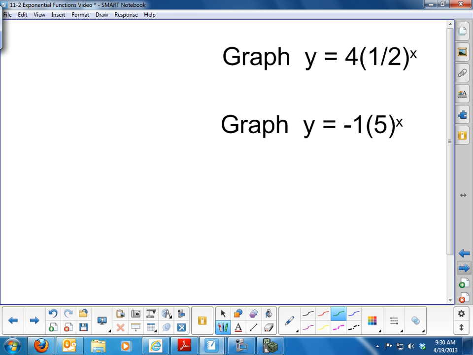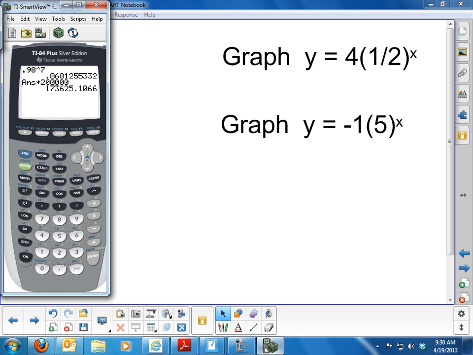But let's go ahead and look at a couple examples. I want to see what the graph of these two exponential functions is going to look like. So I'm going to go into y equals in my calculator, and I'm going to type in 4 times 1/2, and I'm going to raise that to the x. My exponent is going to be the x. I'm going to graph that and see what it looks like.